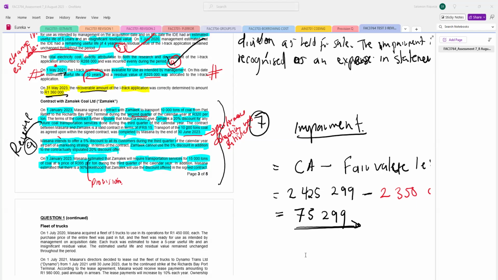So if you check here, there was a contract between Masana and Zamalek. Masana is the one providing the service, transporting 10,000 tons of coal. The service is provided at 320 rand per ton, and that's 10,000 tons, so we have to multiply by 320 to get the value. That's my transaction price. But now there's an option for a discount.